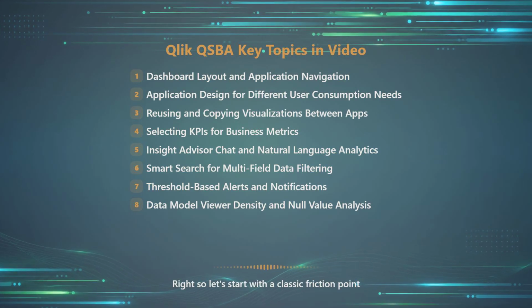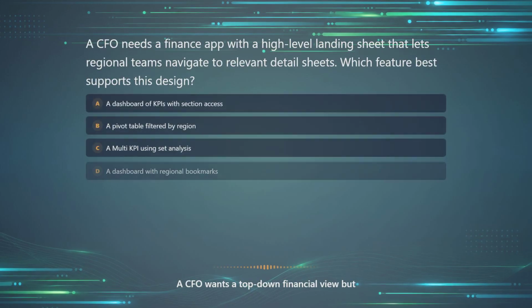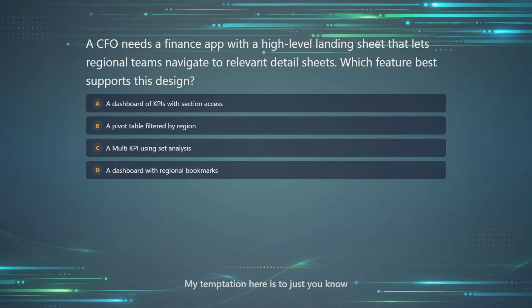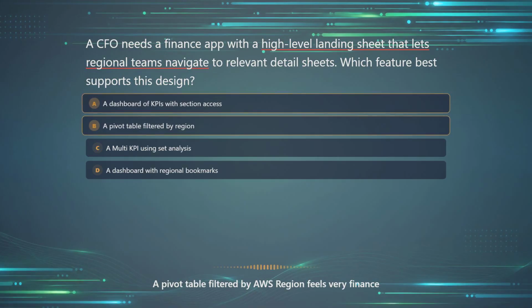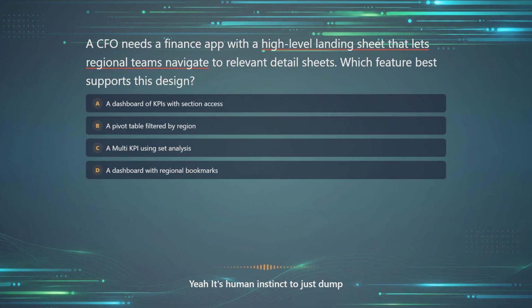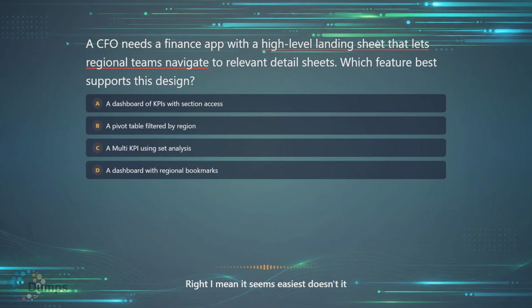So let's start with a classic friction point. A CFO wants a top-down financial view, but the regional teams need granular details. My temptation here is to just build a massive pivot table filtered by region. Or maybe a single dashboard with a bunch of regional bookmarks. Yeah, it's a super common trap. A pivot table filtered by region feels very finance. It's human instinct to just dump everything in a grid and let people filter. I mean, it seems easiest, doesn't it?